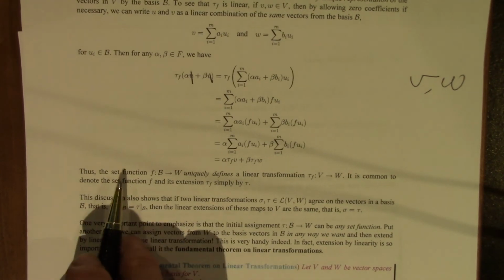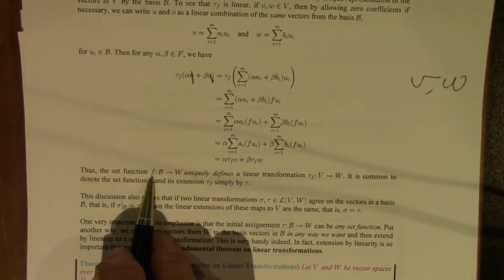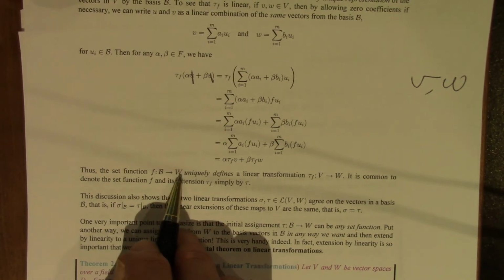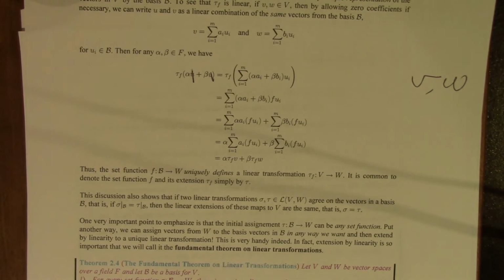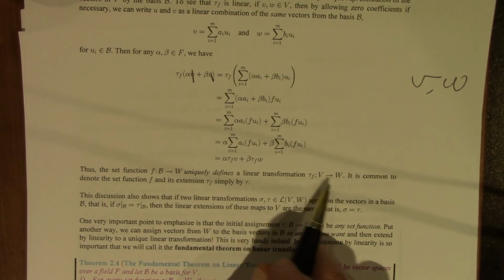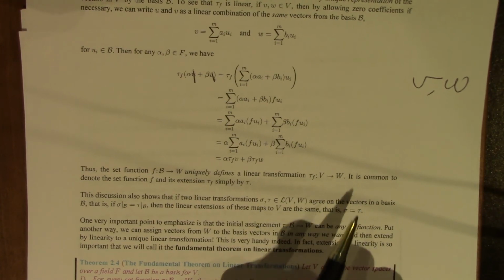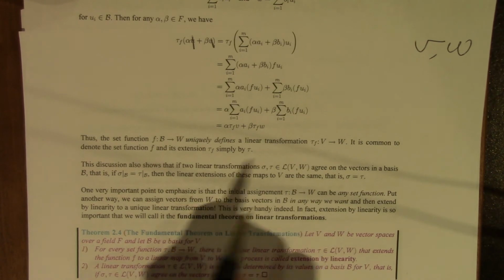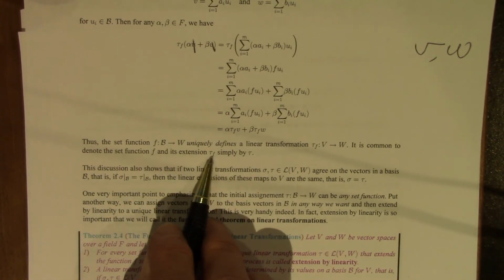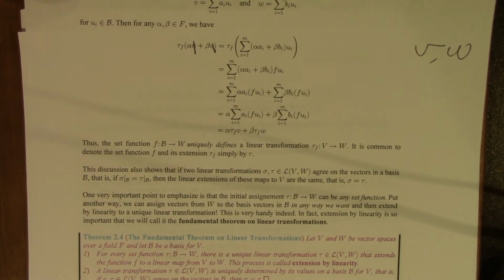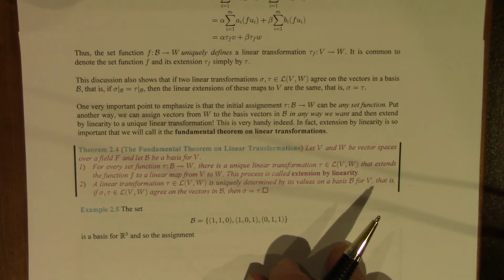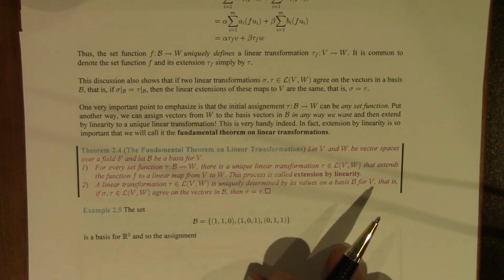So any set function f from the basis B to W uniquely determines a linear transformation, tau sub f, from V to W. It's common to denote both this set function f and the extension tau sub f simply by tau. It's just more convenient to do that, and the context will avoid any confusion, really.